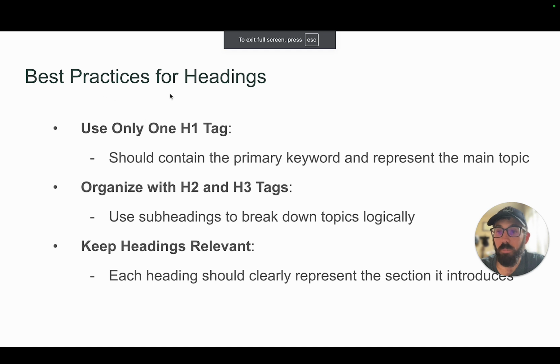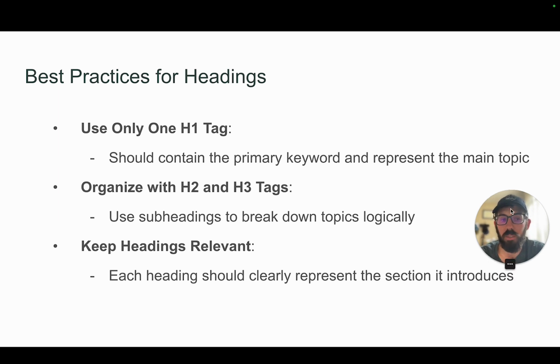So going forward, best practices for headings. We mentioned this, but you only want one H1 tag, and that should contain the primary keyword and represent the main topic. H2s and H3s are going to be subheadings. You're going to want to break down topics logically in a way that makes sense and is easy to follow. We want to keep headings relevant. They should clearly represent what the content is about. I would also say H2s and H3s are a great place to introduce related keywords. Your main keyword you're typically going to want in your H1, and H2s and H3s are great places to add semantically related keywords.